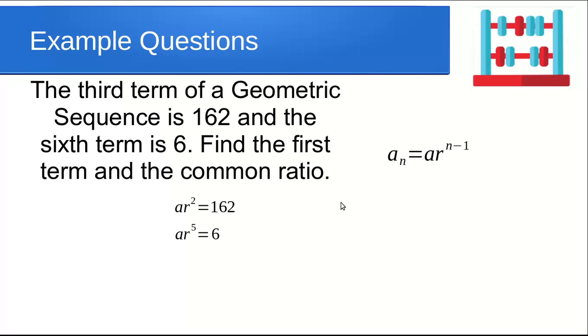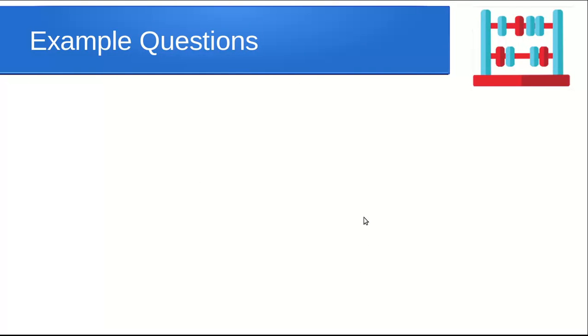But at this point, what I would suggest you do is divide those two equations. If we call this one equation 2, and this first one equation 1, if you do 2 divided by 1, you're going to end up eliminating a, because a divided by a is 1, r to the power of 5 divided by r squared is r cubed, and 6 over 162 simplifies to 1 over 27. We can then cube root and get r is a third, plug it back in, and you find a is 1458. Hopefully you're happy with that. Cool. Okay, the very last question we'll look at then.